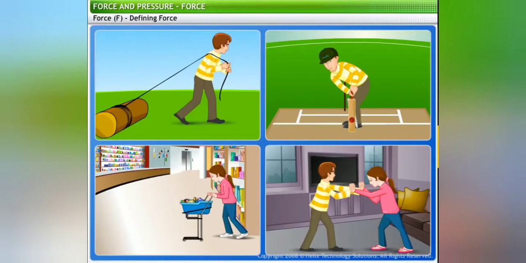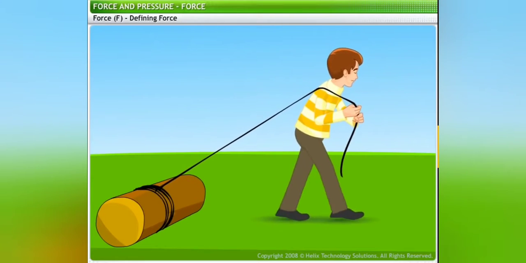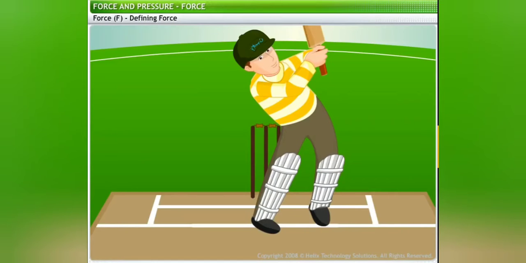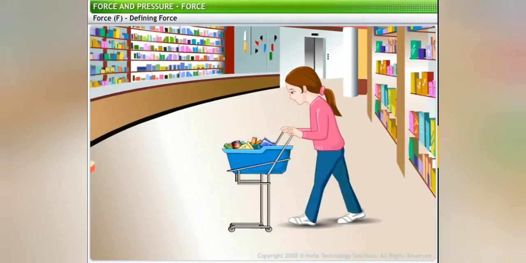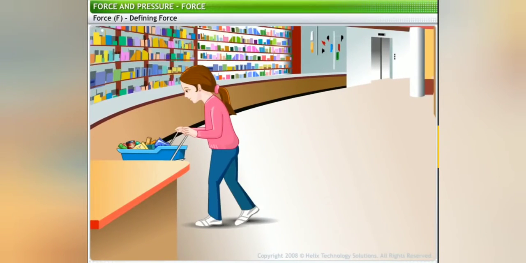Let's analyze the situations we observed earlier. Can you make out exactly what Tina and James are doing in each situation? In the first situation, James is pulling a wooden log. In the second situation, James is hitting or pushing a ball. In the third situation, Tina is pushing a shop cart towards the billing counter.